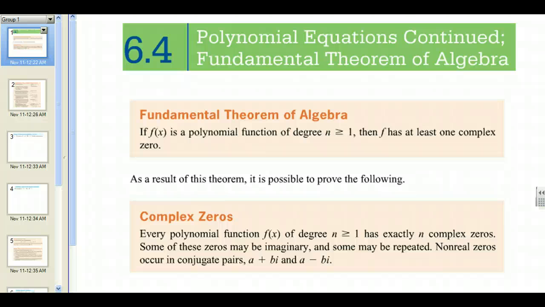Alright, this is your 6.4 notes. More polynomial equations, and one thing in particular we talk about in this section is a pretty important idea called the fundamental theorem of algebra. Basically what it says is whatever the degree of your polynomial is, that's how many complex zeros you have. Complex meaning you could possibly have an imaginary part in your answer, or you may have a repeated, higher multiplicity zero. But basically what this whole page is saying is whatever your degree n is, n is how many complex zeros your polynomial will have.